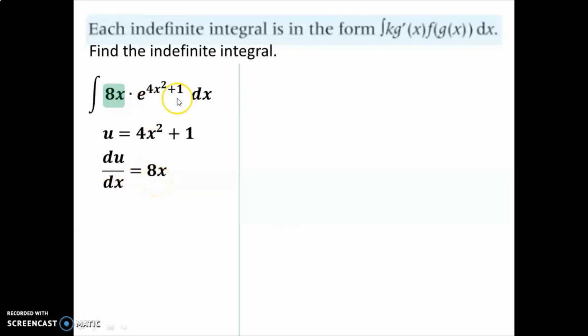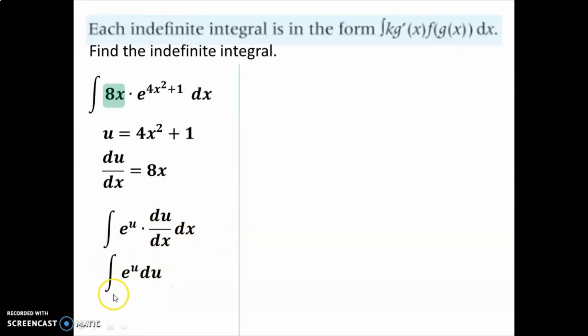Okay, great. So we have all our pieces now, so we can replace them in here. This 8x is replaced by du dx, and this is replaced by e to the u, because this is u. So here's what we have: e to the u, du dx dx. The dx's are gone and we're left with just e to the u du.